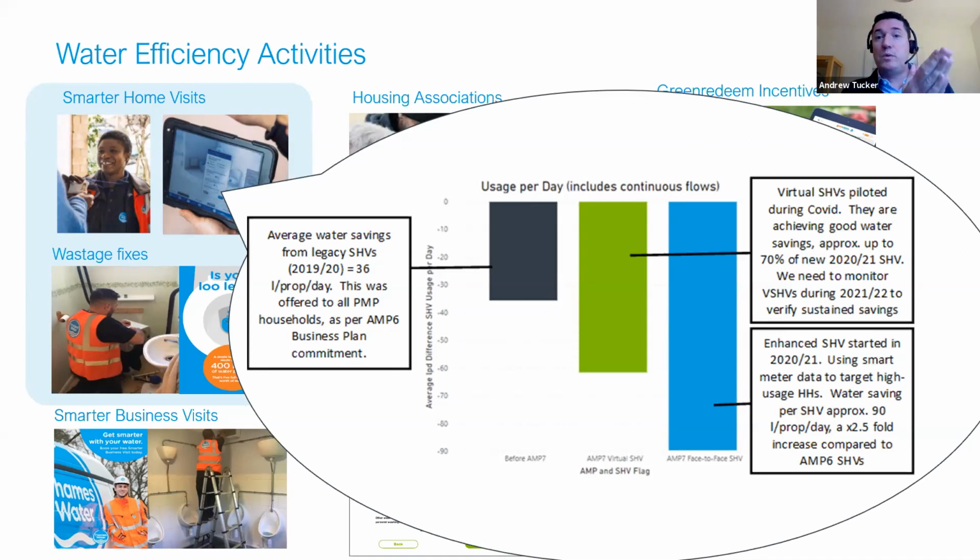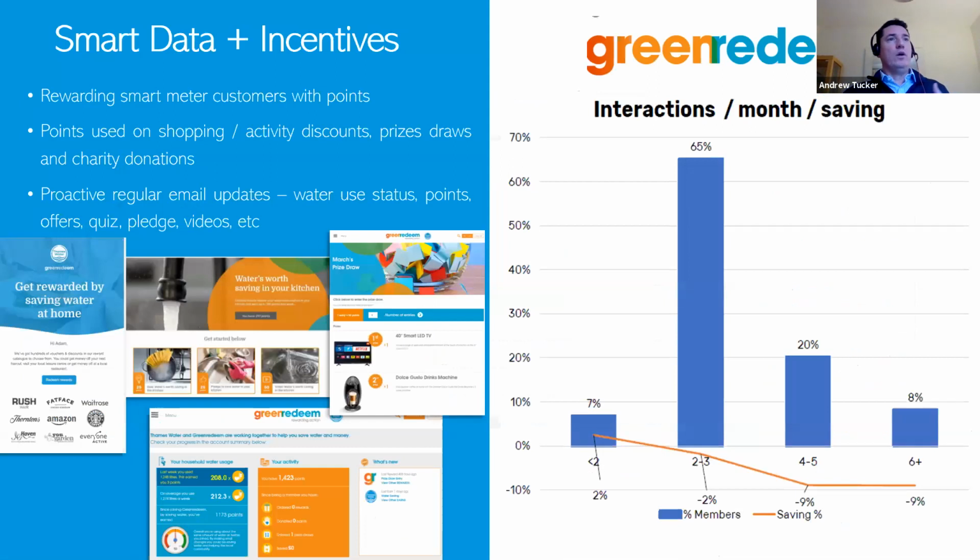The blue shows us when we do get back into homes, on high usage households, the bang for buck is better. So smart data has actually enabled us to about double or more than double the amount of water we save per water efficiency intervention. So huge, huge positive for us. Smart data has enabled us to explore new things.